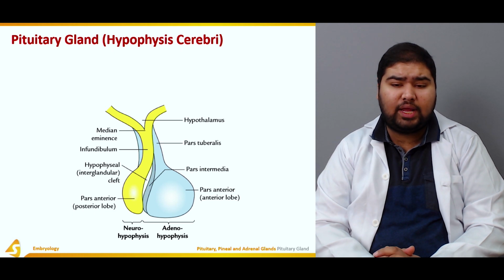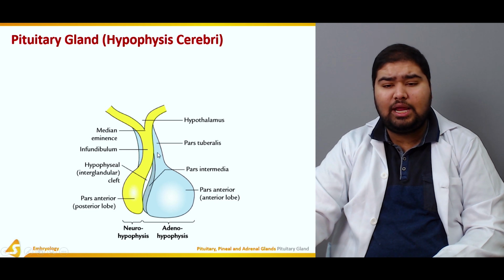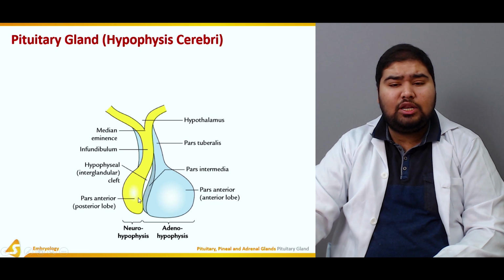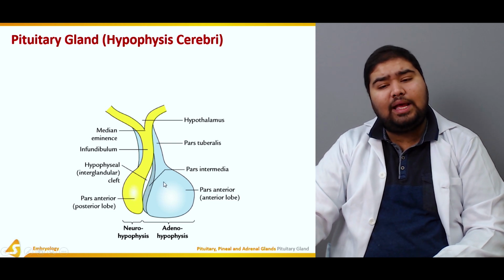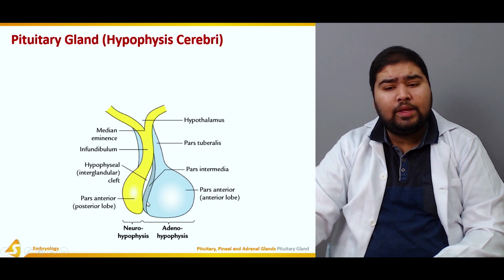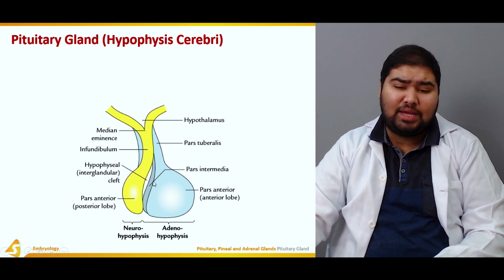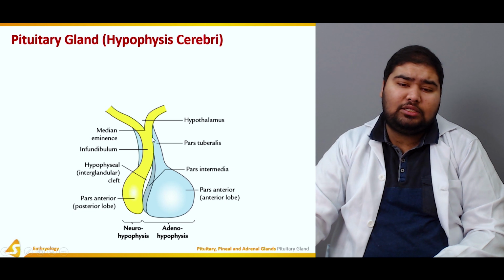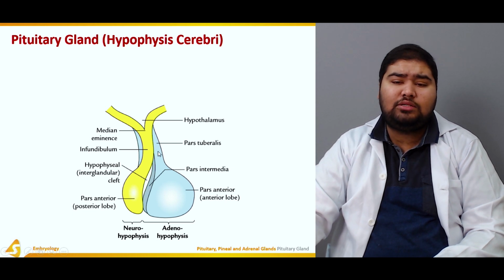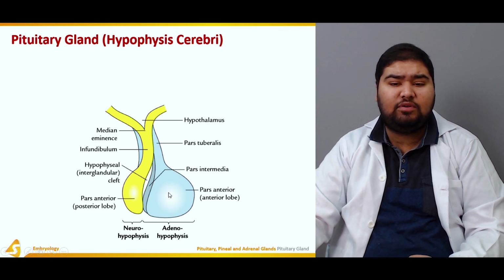So moving on, these are the different developmental parts of the pituitary gland, which is also known as the hypophysis cerebri. So pituitary gland is actually composed of two parts. Here you can see in blue is the adenohypophysis, and this in yellow is the neurohypophysis. The adenohypophysis is further divided into three parts. This is the pars anterior or the anterior lobe. This slight dark blue region is known as pars intermedia, and this cord-like, stalk-like structure is known as pars tuberalis. These three parts are the parts of adenohypophysis.